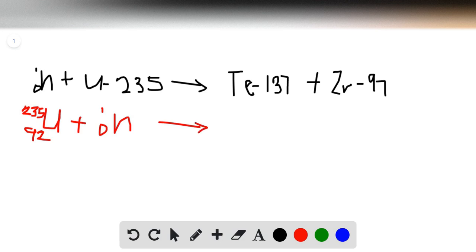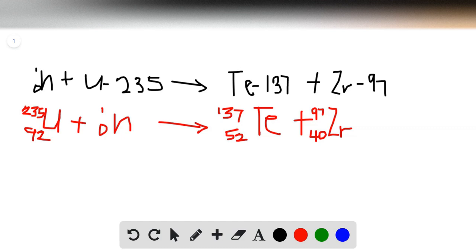And the results will be, this is tellurium. Tellurium has a mass number of 137 and an atomic number of 52. And then zirconium has an atomic number of 40, and a mass of 97. So now let's do the addition.